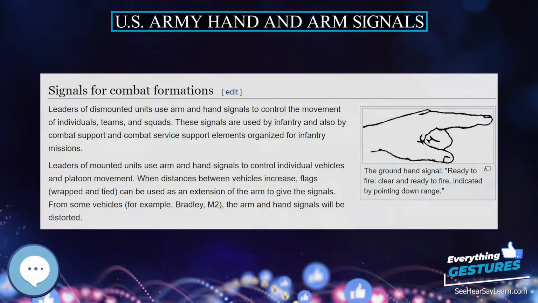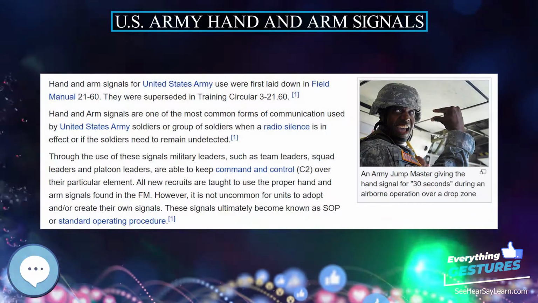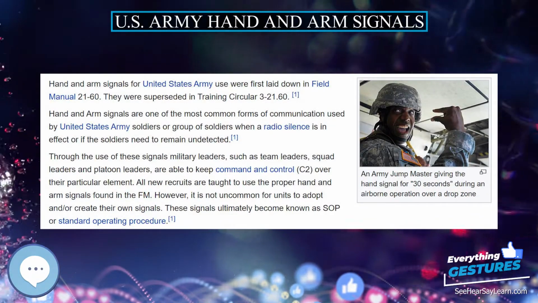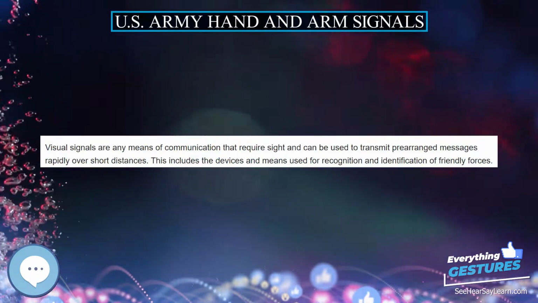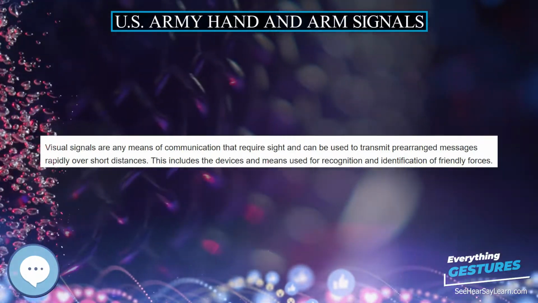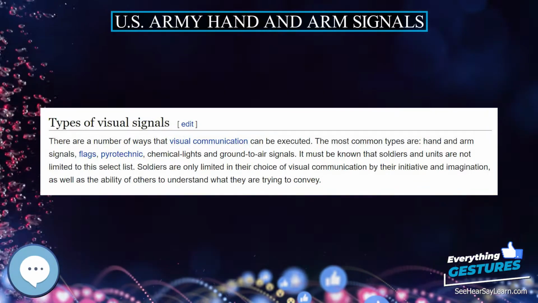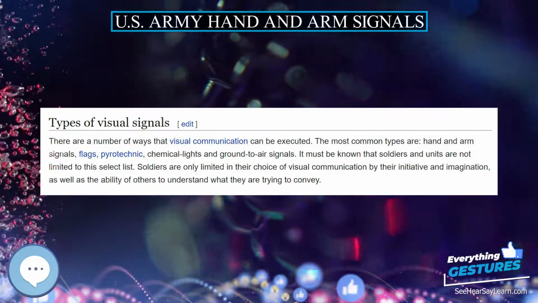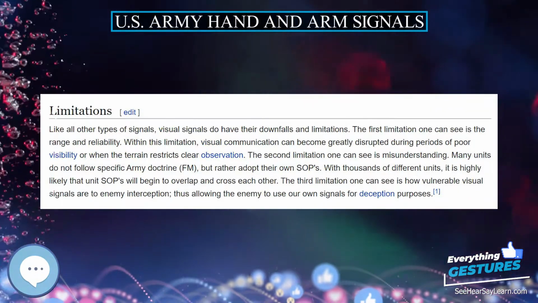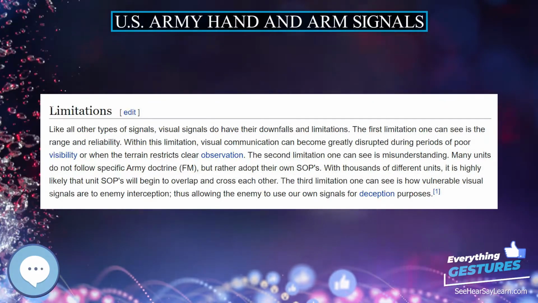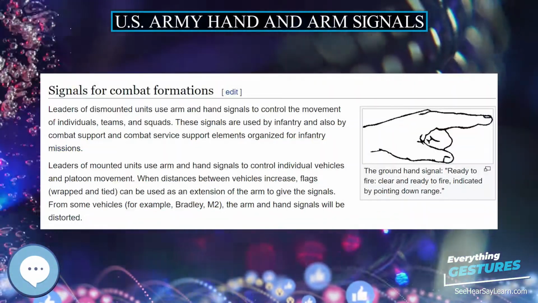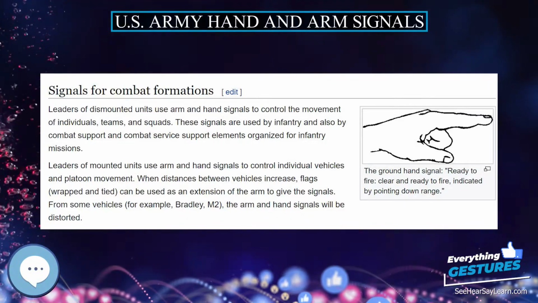Visual signals are any means of communication that require sight and can be used to transmit prearranged messages rapidly over short distances. This includes the devices and means used for recognition and identification of friendly forces. Types of visual signals. There are a number of ways that visual communication can be executed. The most common types are hand and arm signals, flags, pyrotechnic, chemical lights and ground-to-air signals.